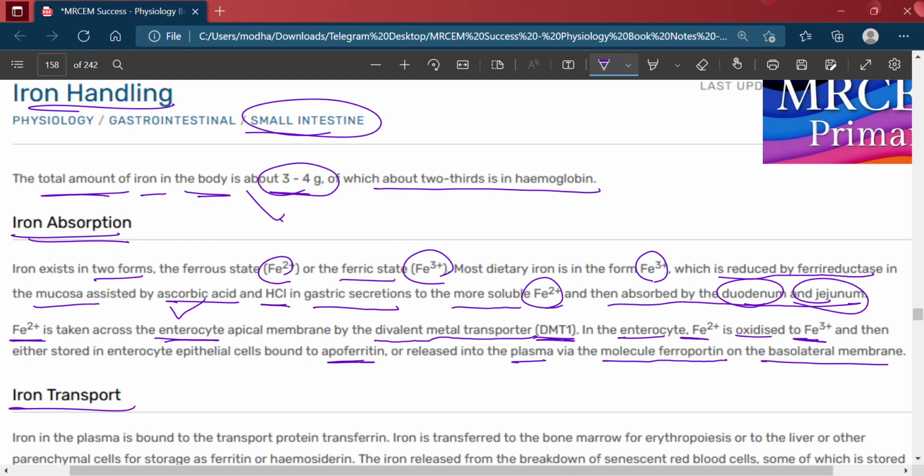Fe2+ is taken across the enterocyte by the divalent metal transporter. Then in the enterocyte, Fe2+ is oxidized to Fe3+, and it is either stored in the enterocyte or released into the plasma by the molecule ferroportin on the basolateral membrane.